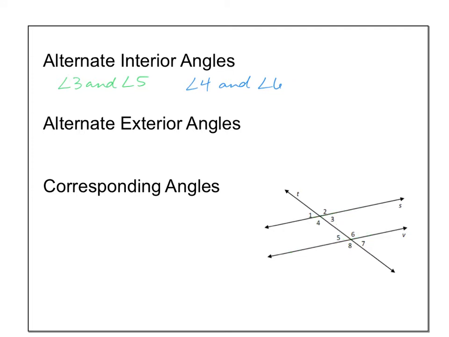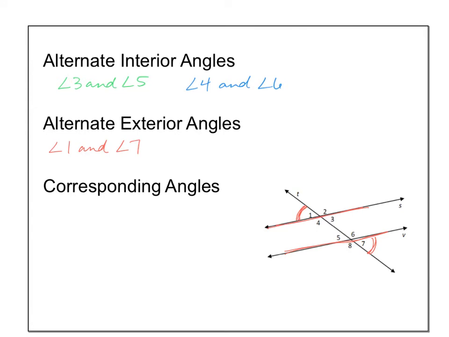Next, alternate exterior angles. So they have to be exterior to S and V. So think about here's S, here's V. We don't want them in between there. We want them outside of there. But we want them on alternate sides of the transversal. So if we pick one, the alternate exterior angle that goes with that is 7. So angle 1 and angle 7 are alternate exteriors.